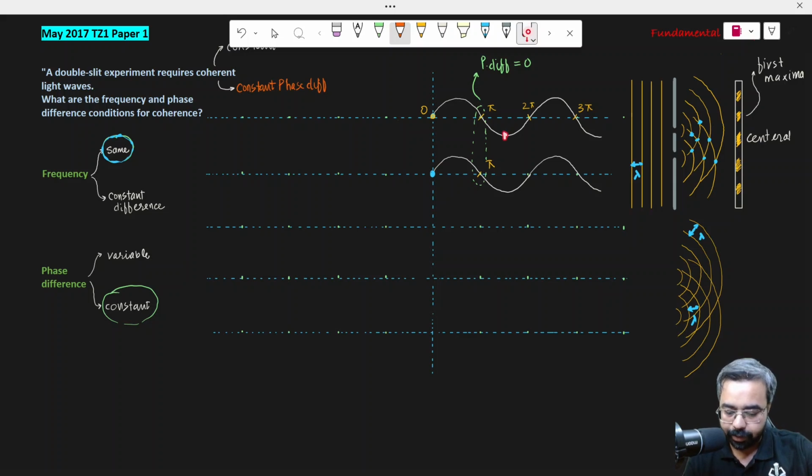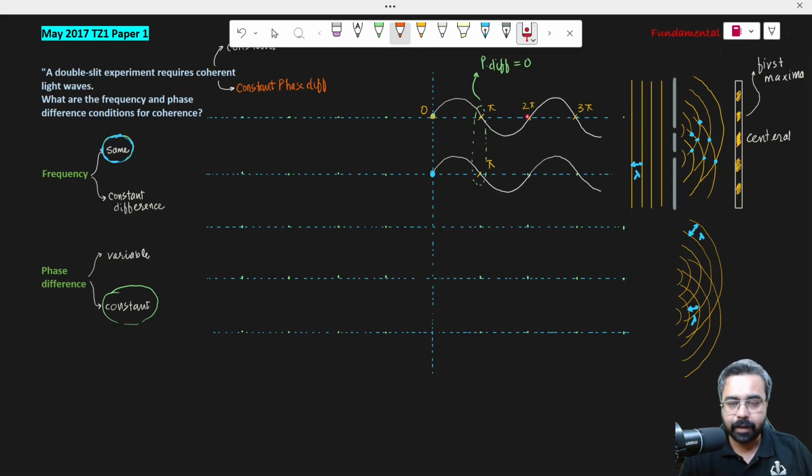Even if you take a phase difference at that point, what is the phase at that point? It is obviously 1.5 pi. Here we have 1.5 pi. So when you take the difference, we will once again have 0 phase difference.